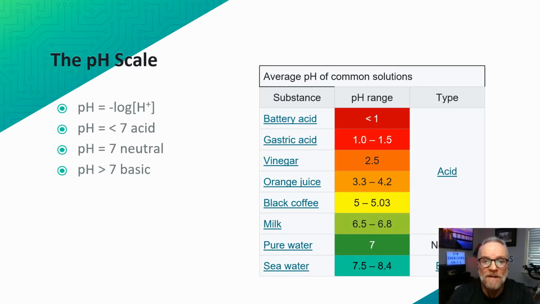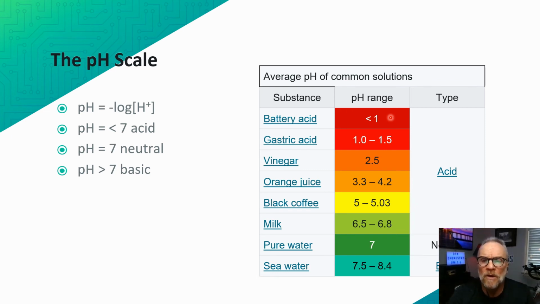And so that's very typical of any type of acid-base reaction. The pH scale, okay, let's talk a little bit about pH. pH is a logarithmic scale, and the pH is equal to the negative log of the hydrogen ion concentration. And here we say that the pH, if it's less than 7, it's acidic. If it's 7, it's neutral. If it's greater than 7, basic.